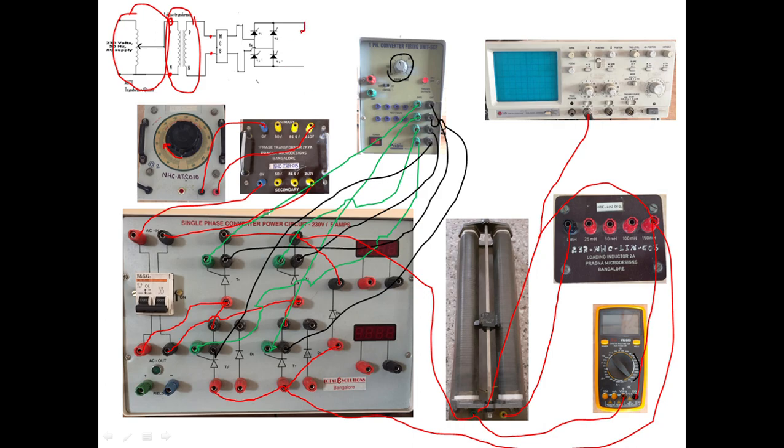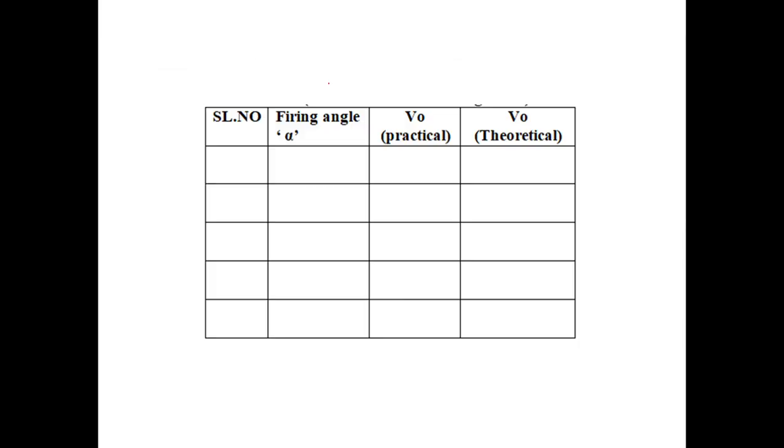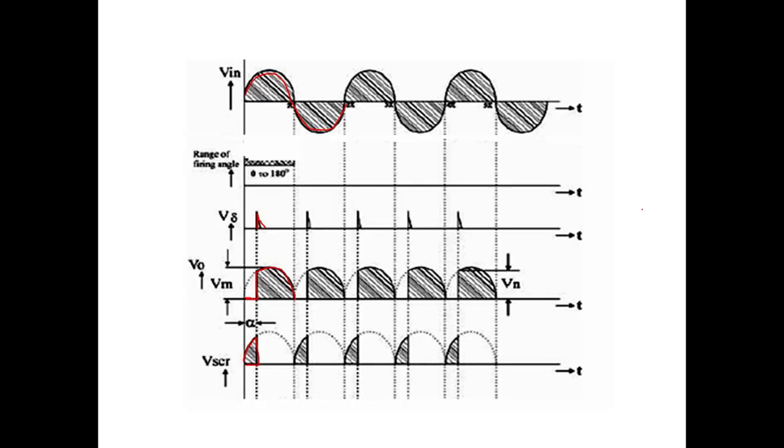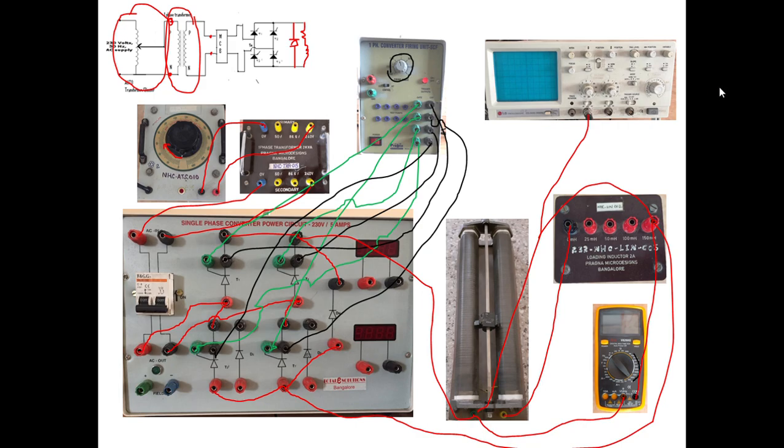So for RL load, how are the connections? Here you will have resistance and inductance, and with the freewheeling diode we'll have a diode here, right? That is the experiment. Here you have to note down the values, that is firing angle, whatever I showed you in the firing circuit. V0 practical is from the multimeter, and V0 theoretical you have to calculate using the formula for the respective loads, right? I hope you understood this experiment. Thank you.